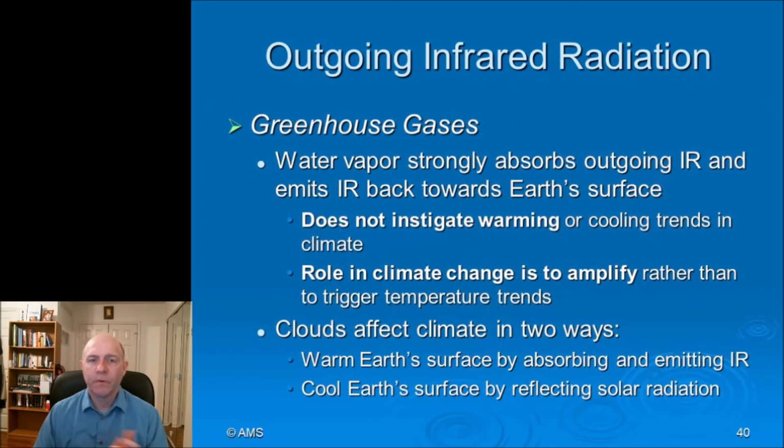So to review this part, water vapor strongly absorbs outgoing infrared and emits infrared back towards the Earth's surface. All right, water vapor, a very important greenhouse gas. Greenhouse means it's very active in the infrared part of the spectrum. All right, but it doesn't instigate warming or cooling trends in the climate. Its role in climate change is to amplify rather than trigger climate trends.